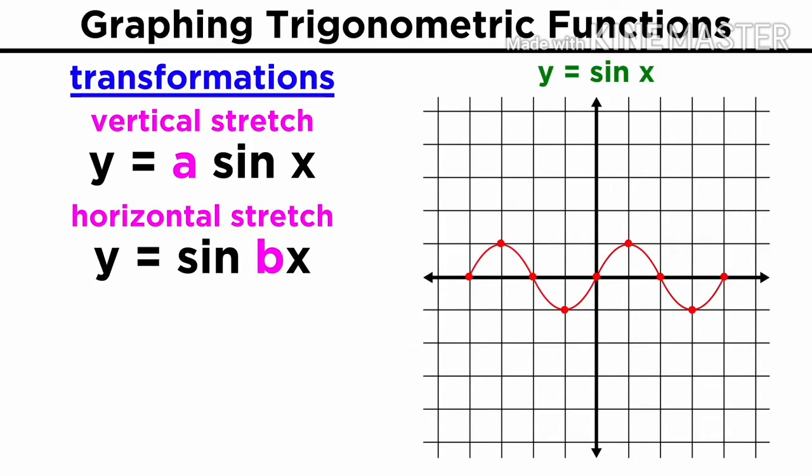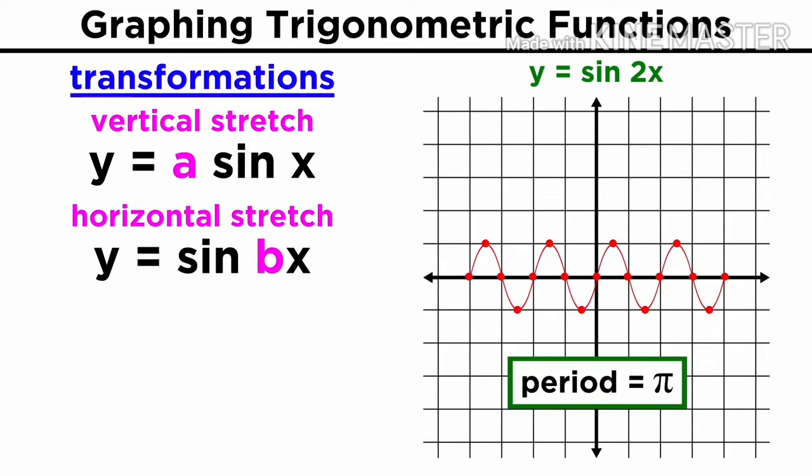If instead there is a coefficient operating on x, that would be a horizontal stretch, as y equals sine of 2x would mean that the function will rise and fall at twice the normal rate. This would mean that the period of this function is pi instead of 2 pi, and in fact, for any function in the form of y equals a sine bx, the period is 2 pi over b.